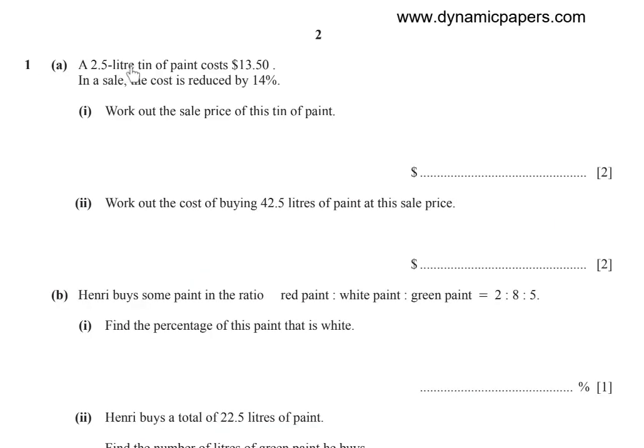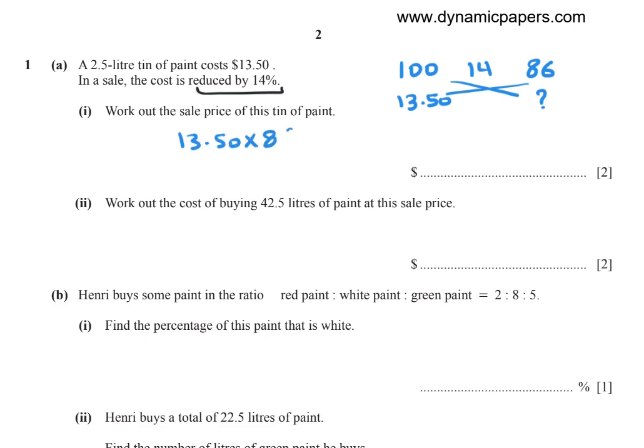1a. A 2.5 liter tin of paint costs $13.50. In a sale the cost is reduced by 14%. Work out the sale price of this tin of paint. So reduced by 14% means it was 100, reduced by 14, now 86. Before reduction, it was 13.50. So after, cross multiply to find: 13.50 times 86 divided by 100 equals 11.61.